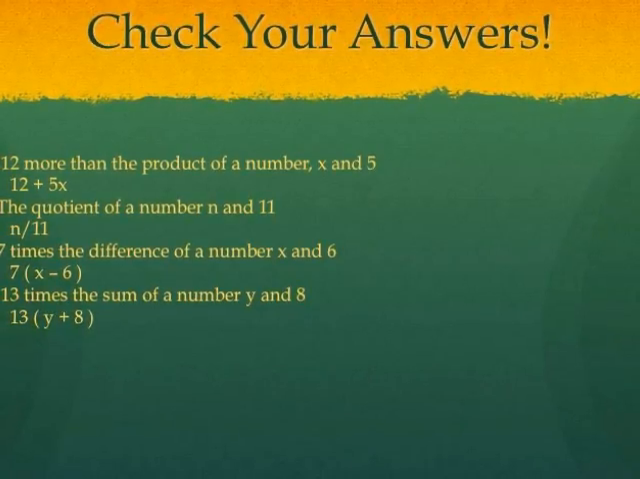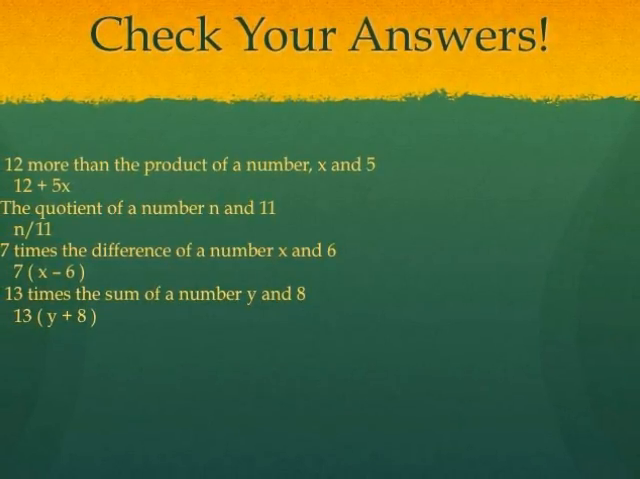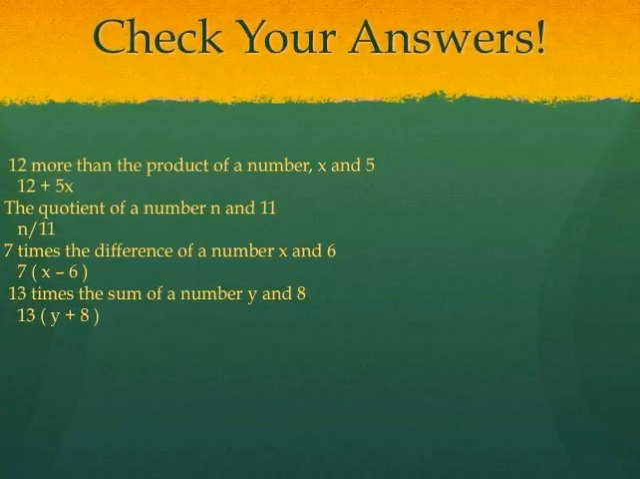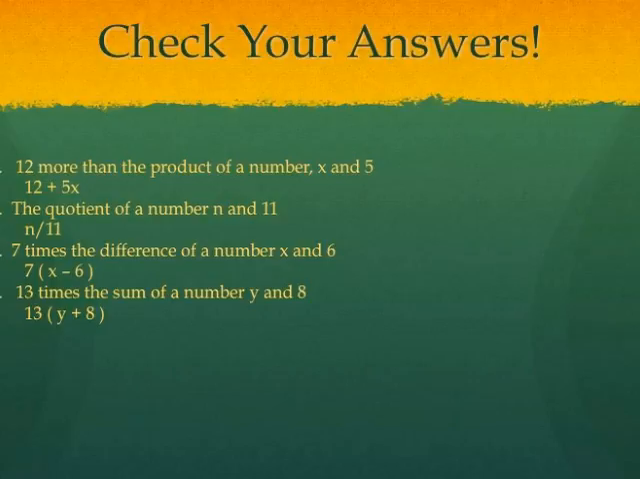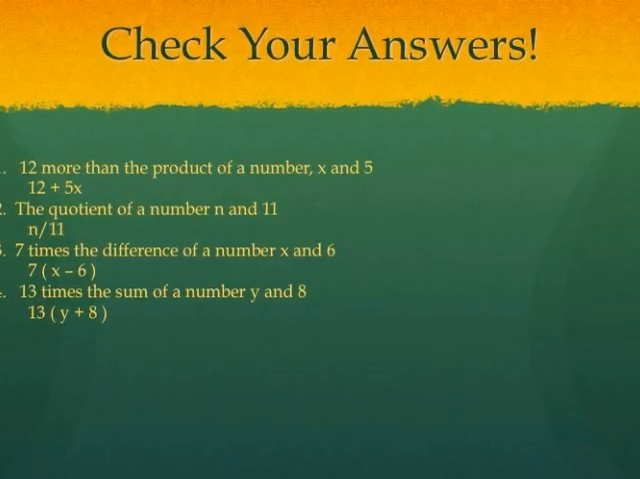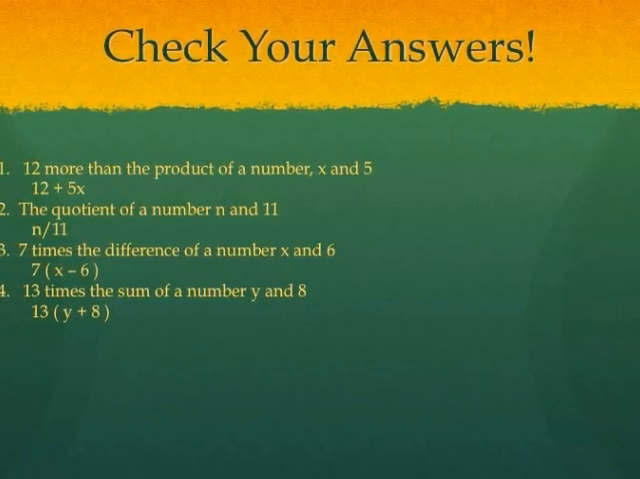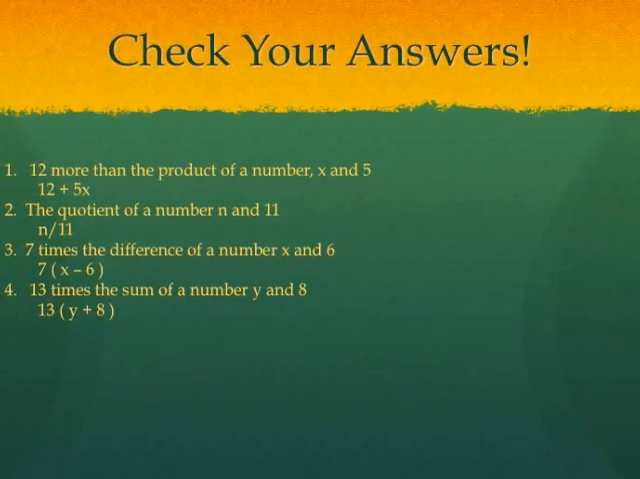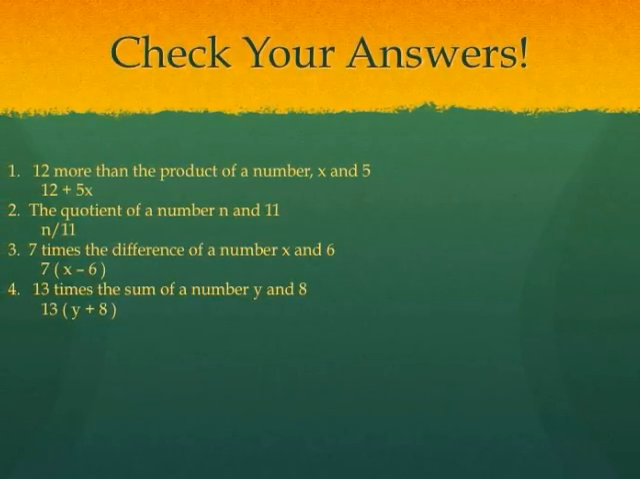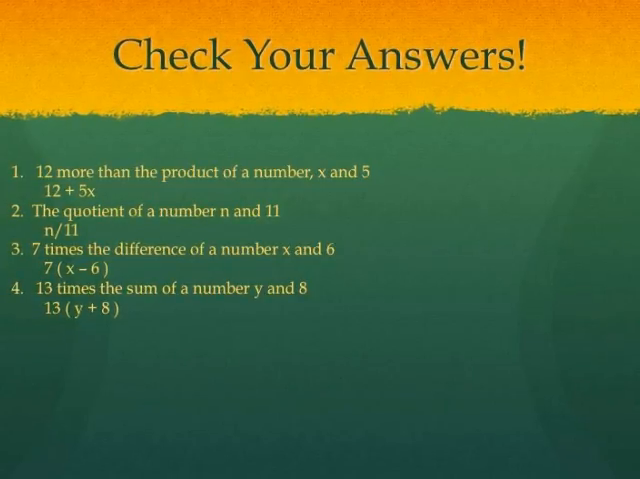Number 3, 7 times the difference of a number x and 6. Your solution should be 7 times the quantity of x minus 6. Number 4, 13 times the sum of a number y and 8. 13 times the quantity of y plus 8 should be your answer.